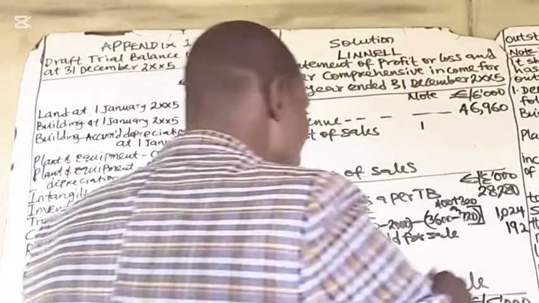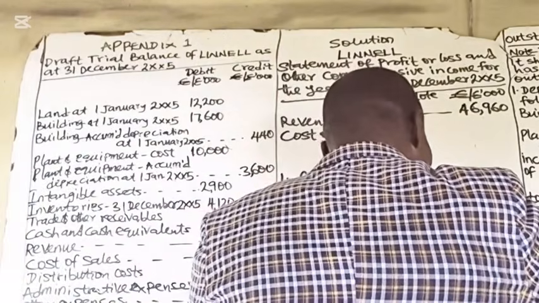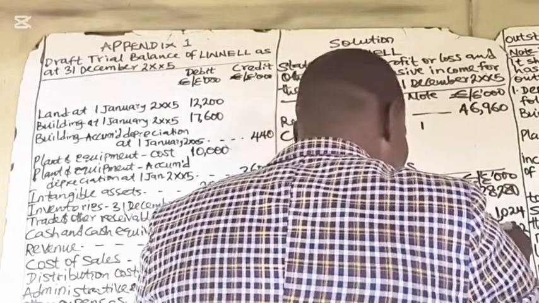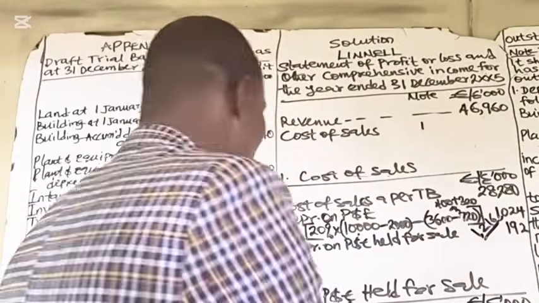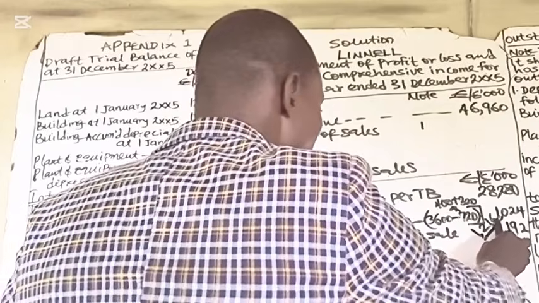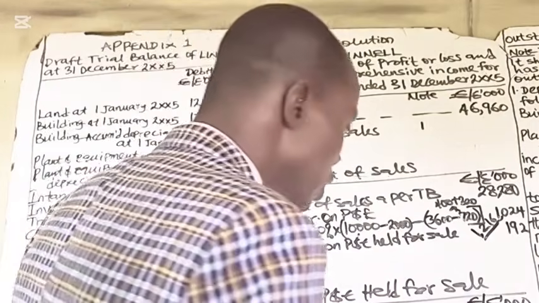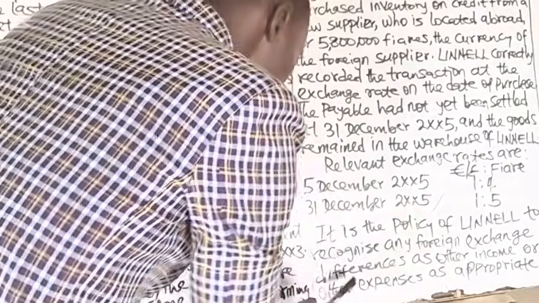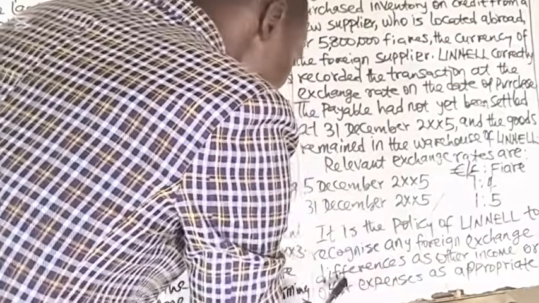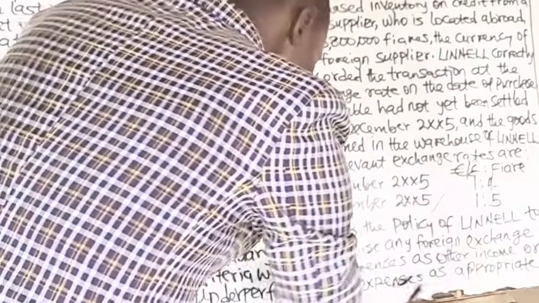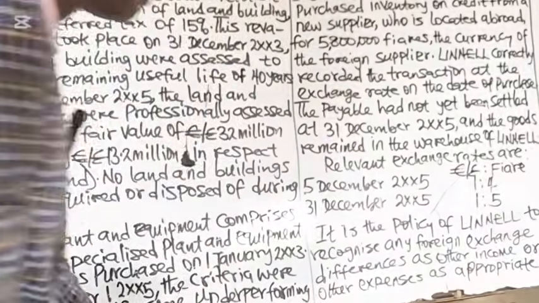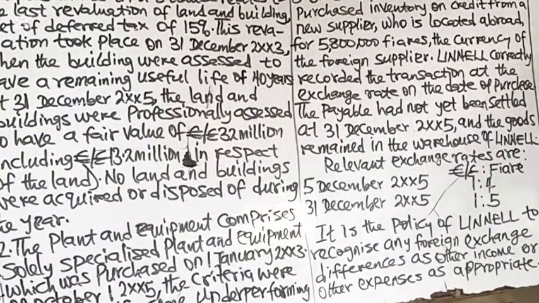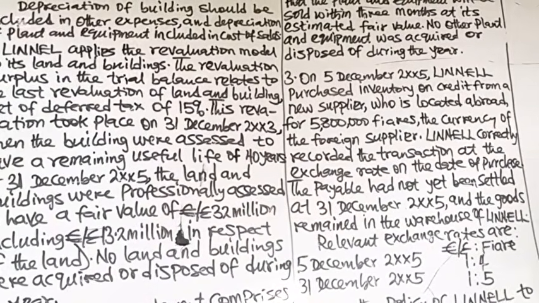That means the total depreciation will have been 1216. That is the sum of the two depreciation. The depreciation that will have been charged on the plant and equipment will be 1216. Now, let's go through note 3. From note 3, it is the policy of Lease to recognize any foreign exchange difference as other income or other expenses as appropriate. So the items you have in note 3 has nothing to do with the cost of sales.